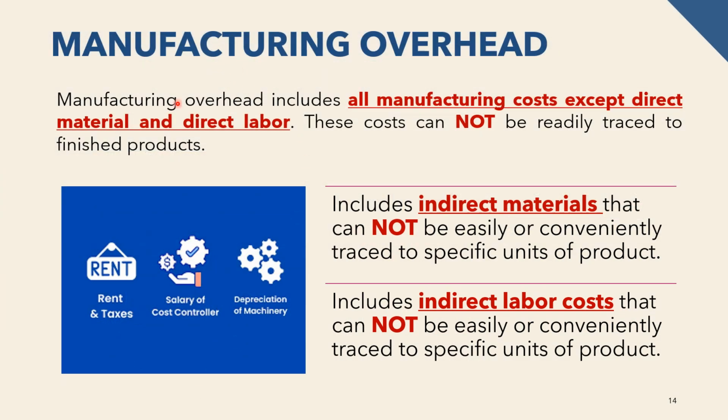Manufacturing overhead includes all manufacturing costs except direct material and direct labor. These costs cannot be readily traced to finished products. They include indirect materials that cannot be easily or conveniently traced to specific units or product, and indirect labor costs that cannot be easily and conveniently traced to the specific units of product either, such as rent and taxes, salary of cost controller, and depreciation of machinery.